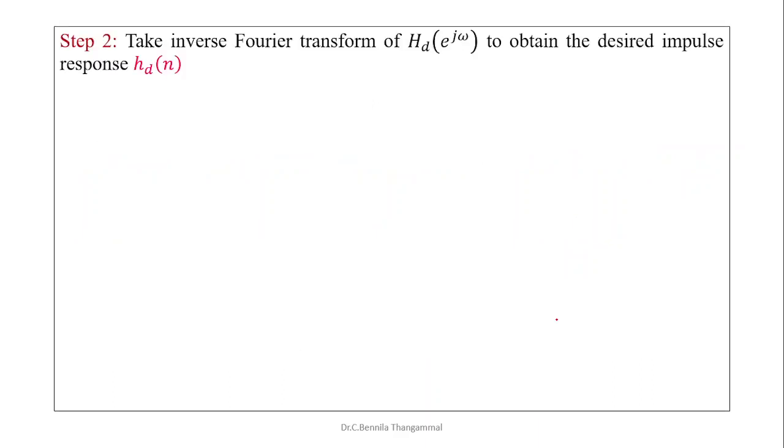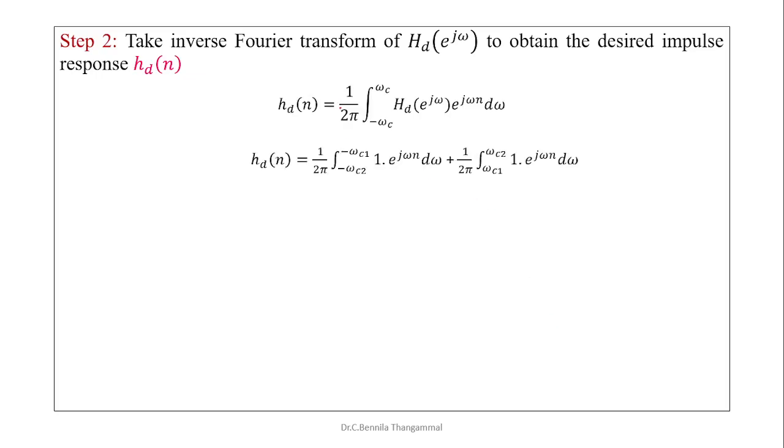Step 2 is to obtain the desired impulse response. The formula is hd of n equals 1 by 2 pi integration of Hd of e power j omega into e power j omega n d omega. Here the limits are minus omega C2 to minus omega C1 and omega C1 to omega C2. The value of Hd of e power j omega is 1. Now the integration of e power j omega n is e power j omega n divided by jn. Here also it is e power j omega n divided by jn. So upper limit minus lower limit.